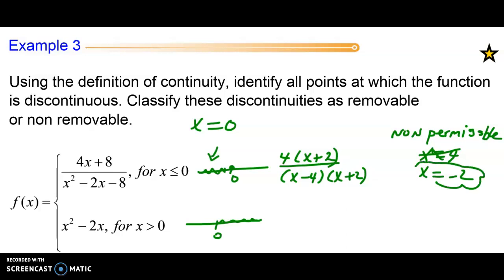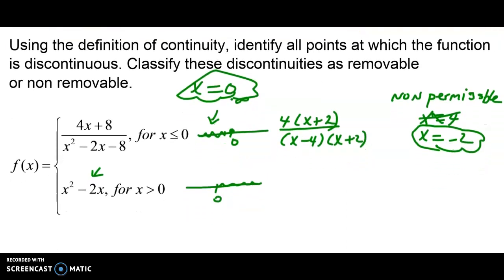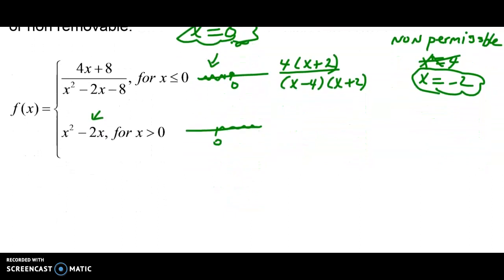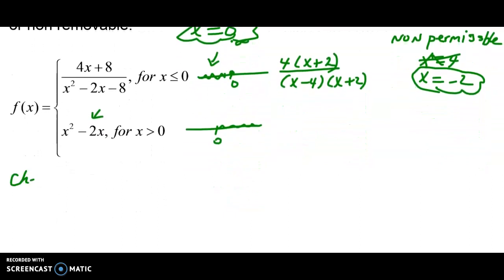So I will check -2, I will check 0, and if you notice, I have no non-permissible values here because I don't have a denominator. It's just a polynomial, a quadratic. So we have two values to check. So I'm going to check x equals 0 first.